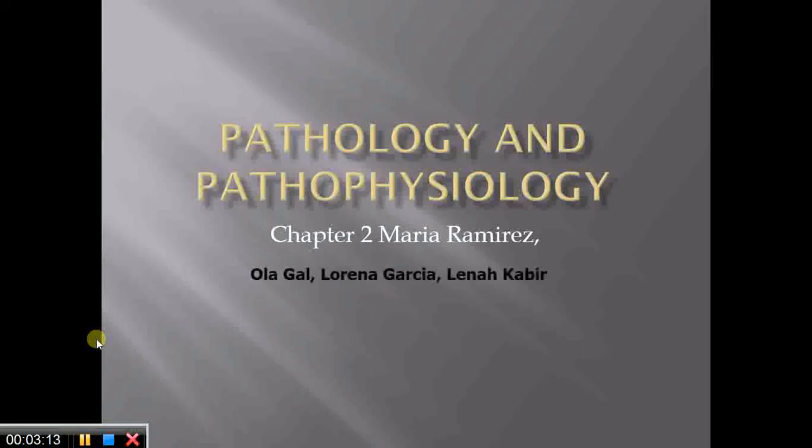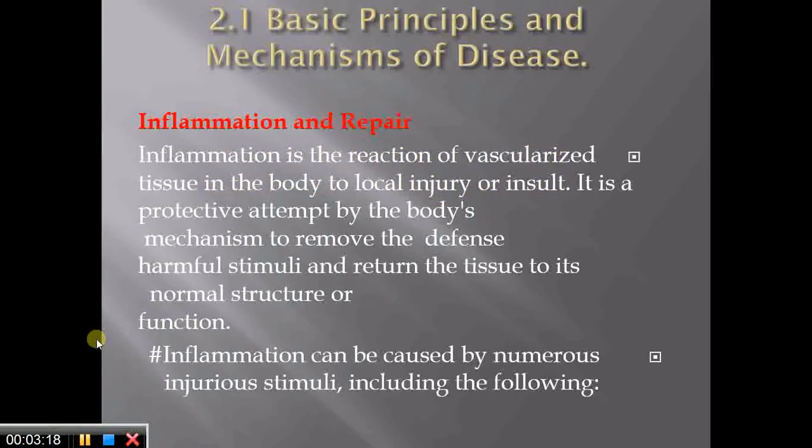Pathology and Pathophysiology. 2.1 Basic Principles and Mechanisms of Disease. Inflammation and Repair. Inflammation is the reaction of vascularized tissue in the body to local injury or insult. It is a protective attempt by the body's defense mechanism to remove the harmful stimuli and return the tissue to its normal structure or function.